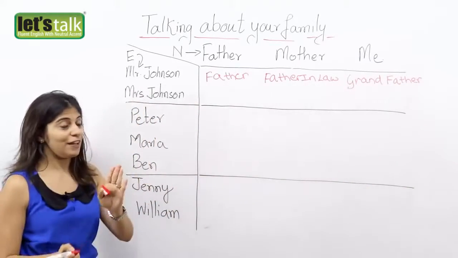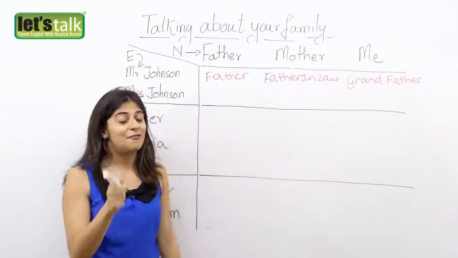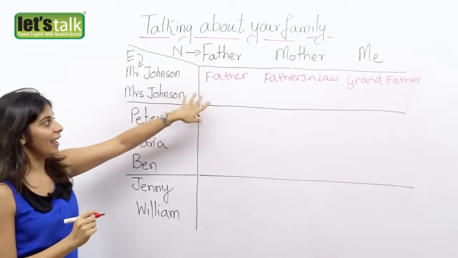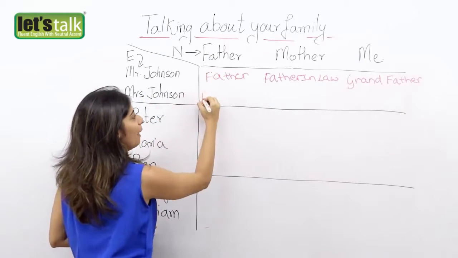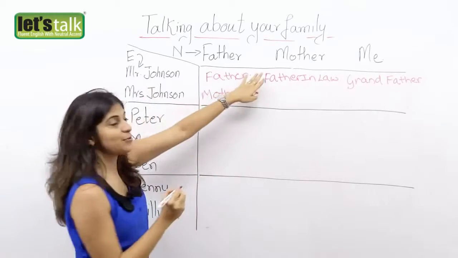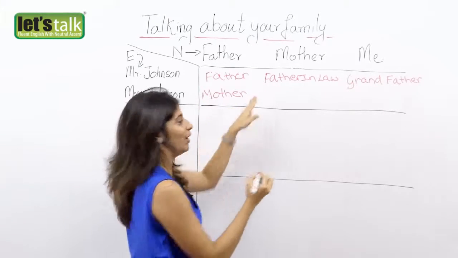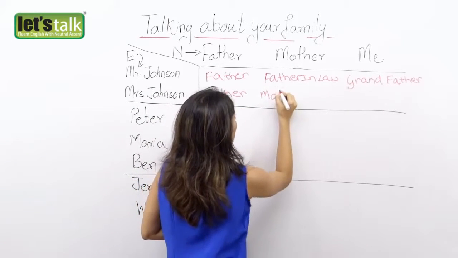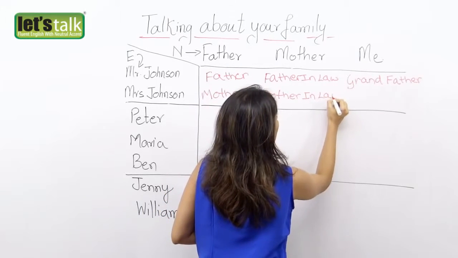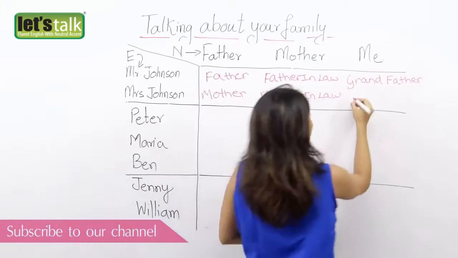Now, do not forget, Mr. Johnson is your grandfather from your paternal side. Now, Mrs. Johnson is your father's mother. How is she related to your mother? Well, Mrs. Johnson is her mother-in-law. Whereas for you, she is your grandmother.